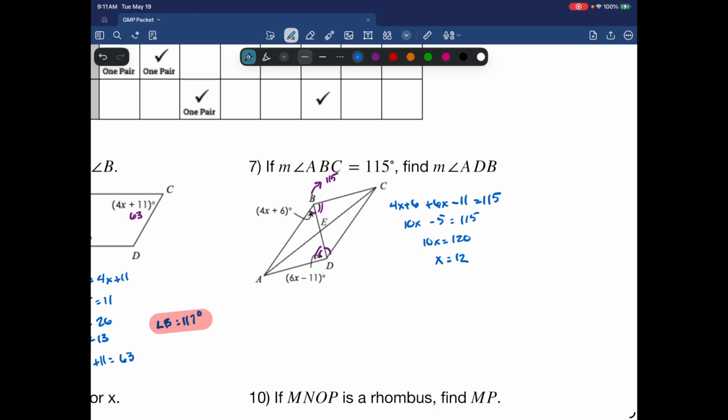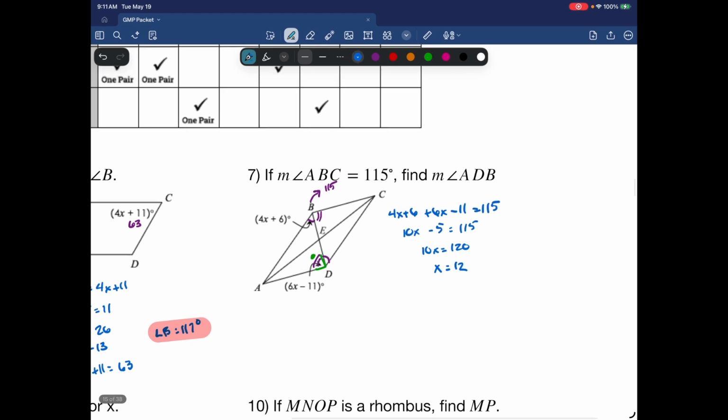Okay, so you got x, but you got to go find ADB. So ADB is this angle right here. I just plug 12 into that one, and so 6 times 12 minus 11. That's 72 minus 11, so that's going to be 61. 61 degrees.